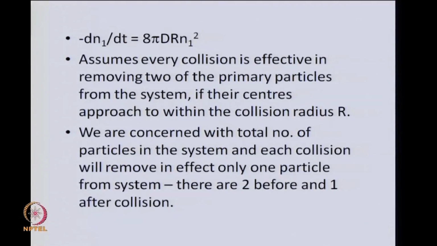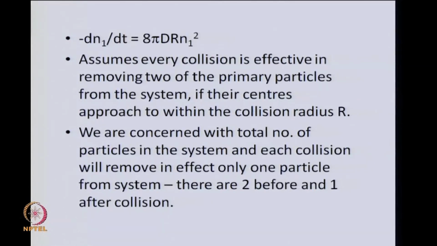Minus dN1 by dt, that is the rate of change of the number of primary particles N1 per volume, will be equal to 8 pi dr N1 squared. This equation presumes that every collision is effective in removing two primary particles from the system if their centers approach to within the collision radius capital R.